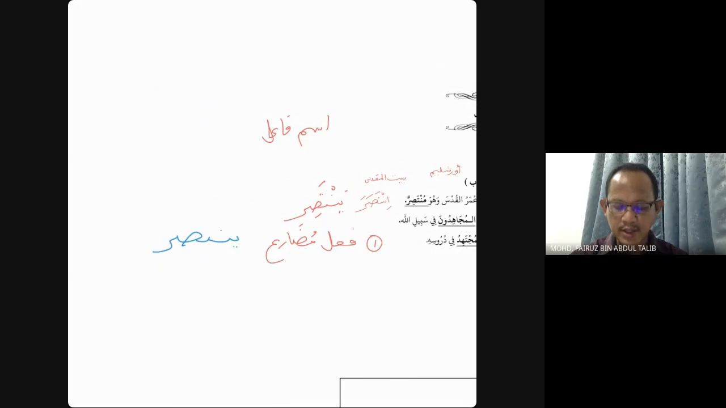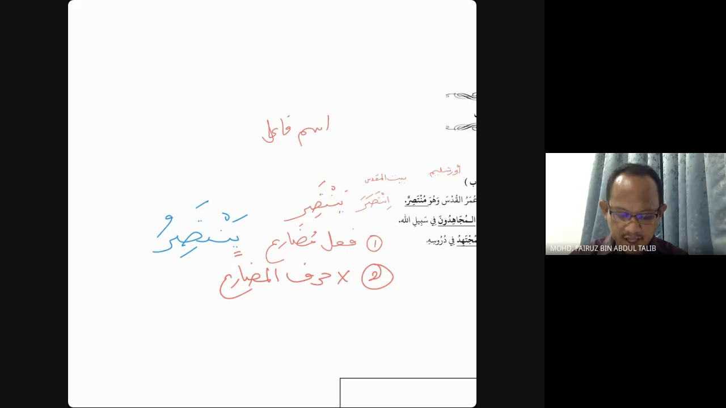So for example, this word, its fi'il mudari is yantasiru. That is step number 1. Step number 2: since now we want to change this to isim fa'il, it is no longer a fi'il. So when it is no longer a fi'il, you remove the harf mudari', this ya. We don't have that ya anymore. Replace that ya with a mim, and that mim must have a dhamma. So you read it with mu.